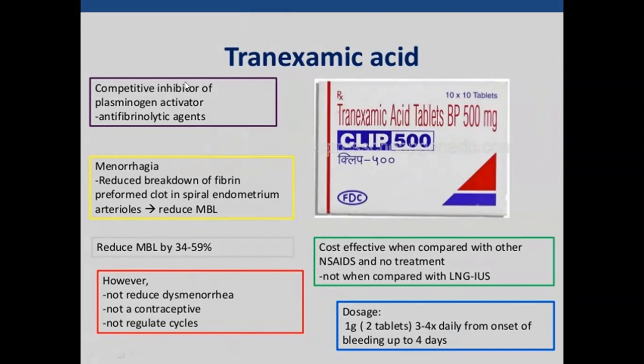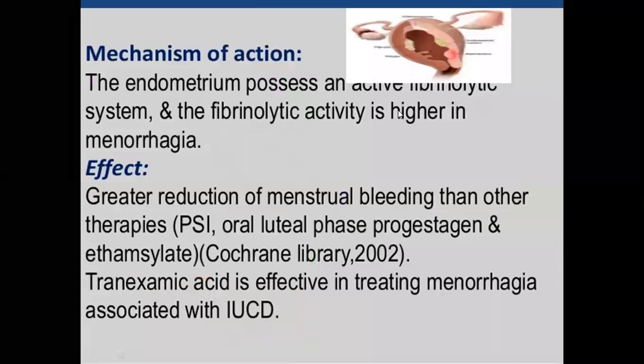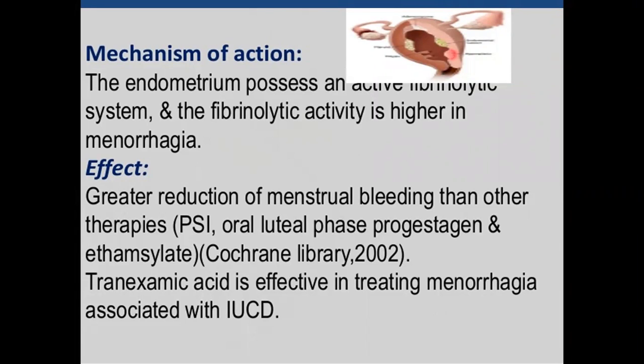So mechanism of action is the endometrium possesses an active fibrinolytic system, and the fibrinolytic activity is higher in menorrhagia. So this tranexamic acid, as it has anti-fibrinolytic activity, controls the bleeding. This tranexamic acid is effective in treating menorrhagia associated with IUCD. So this IUCD comes under PALM-COEIN, I, iatrogenic AUB. So any patient with an IUD in situ complaining of menorrhagia, you can prescribe this tranexamic acid.